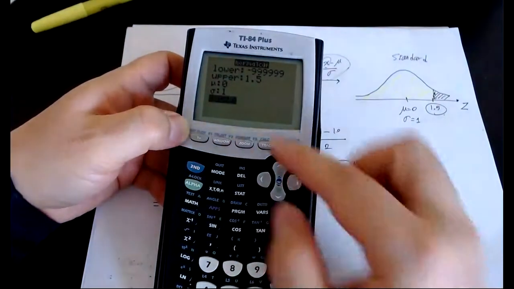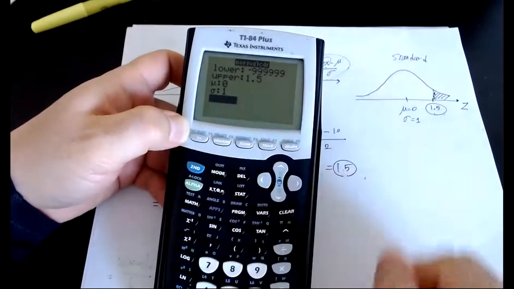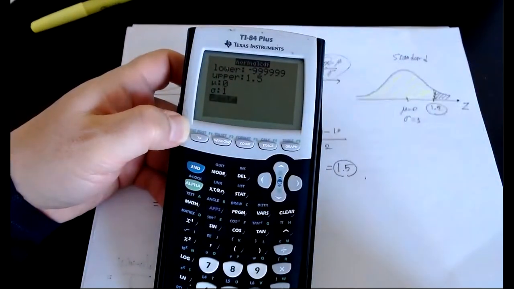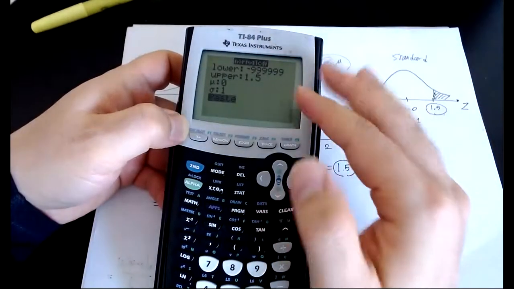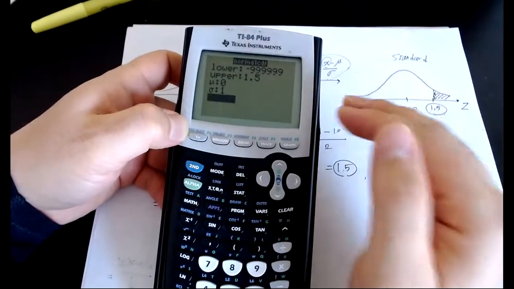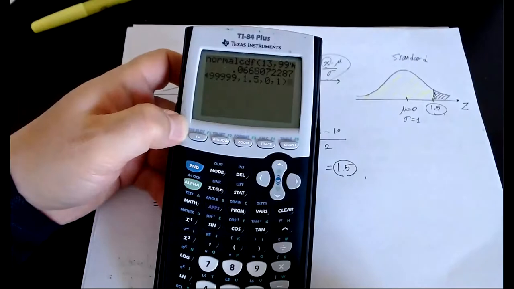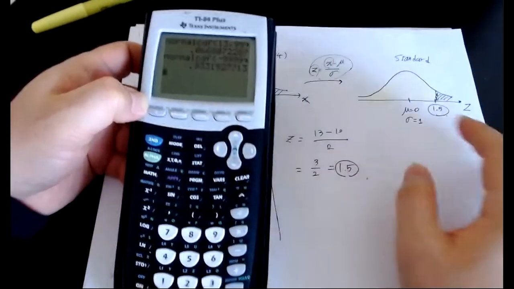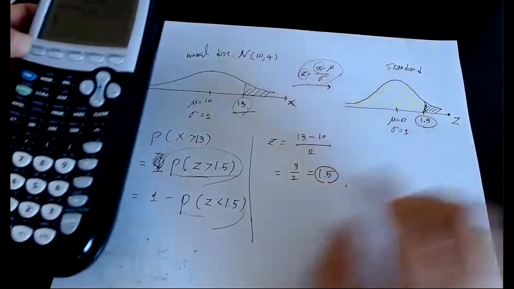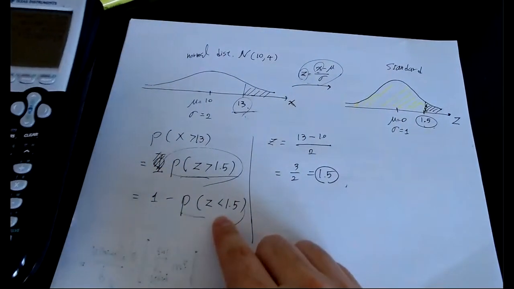Okay. Now, since we set 0 for mu and 1 for sigma, this represents what we calculate for the standard normal distribution. Okay. So you see 0.93319. That's the probability that z is less than 1.5. Okay.